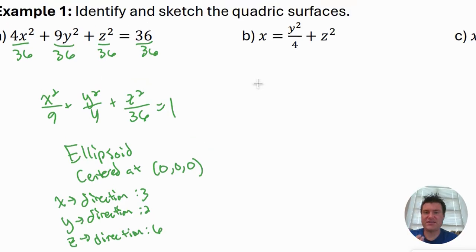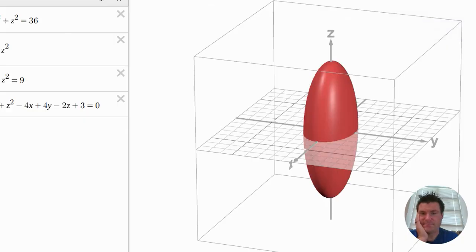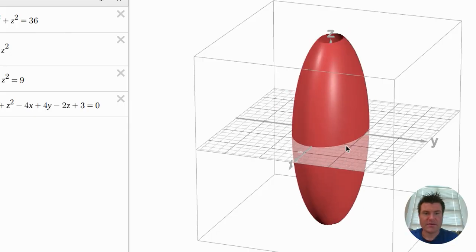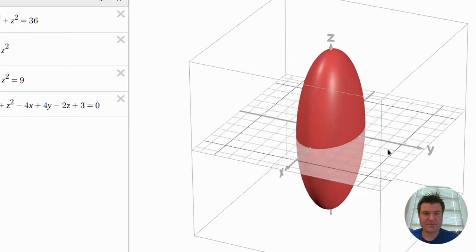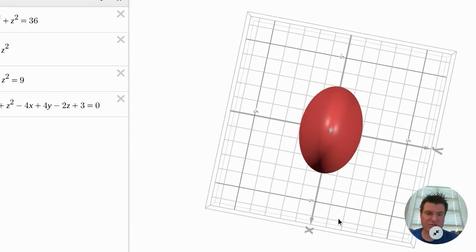So I just used Desmos 3D to go ahead and sketch this. So it's this one right here. Okay, I don't want to zoom in too much. So there you go. In the x direction, you can kind of see if I were to go up here, it's going out to 3. So 1, 2, 3. Here's x. And the y direction is going out 2.